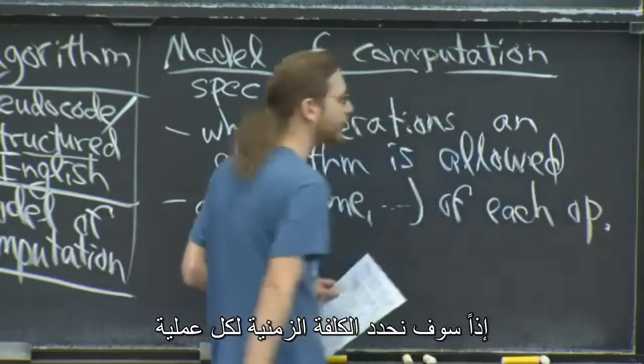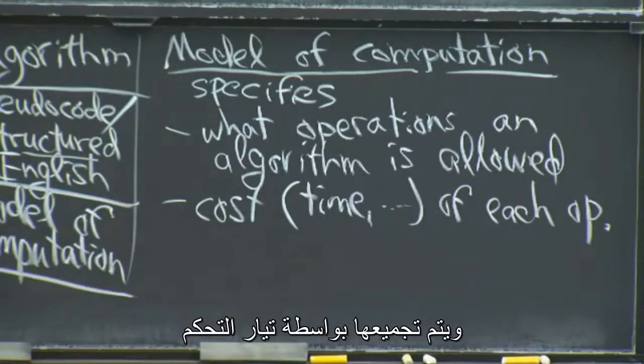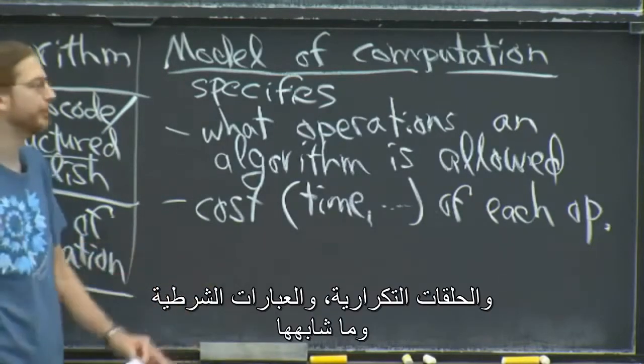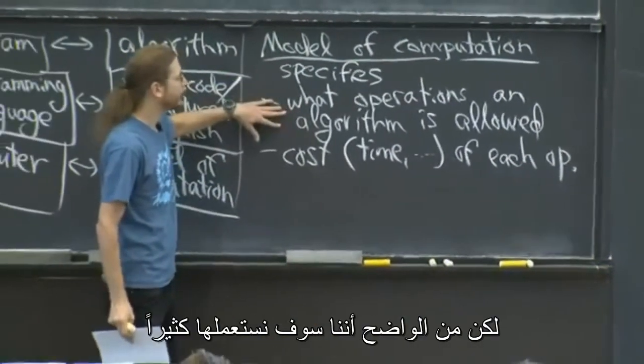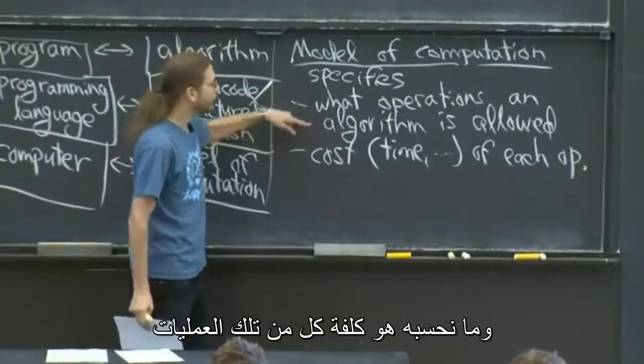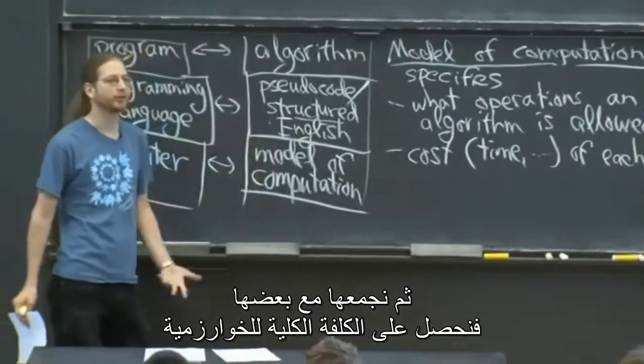So for each operation, we're going to specify how much time it costs. Then an algorithm does a bunch of operations. They're combined together with control flow, for loops, if statements, stuff like that, which we're not going to worry about too much. But obviously, we'll use them a lot. And what we count is how much each of the operations cost. You add them up. That is the total cost of your algorithm.